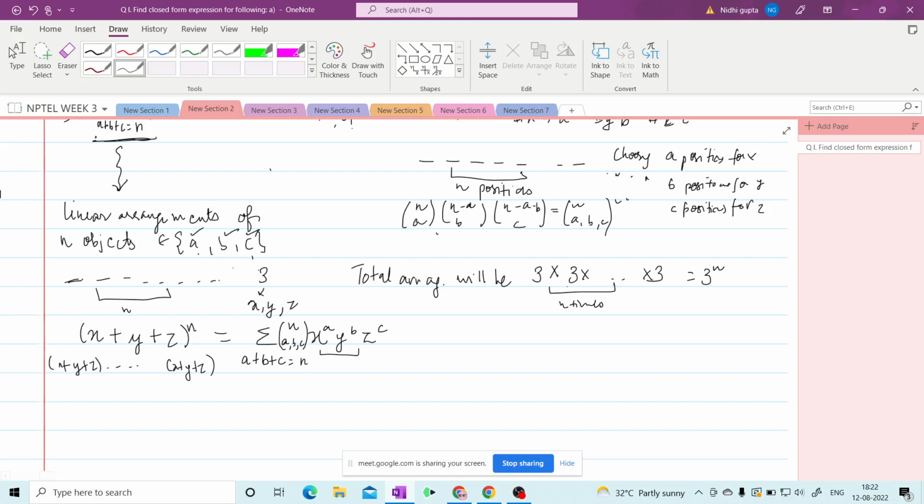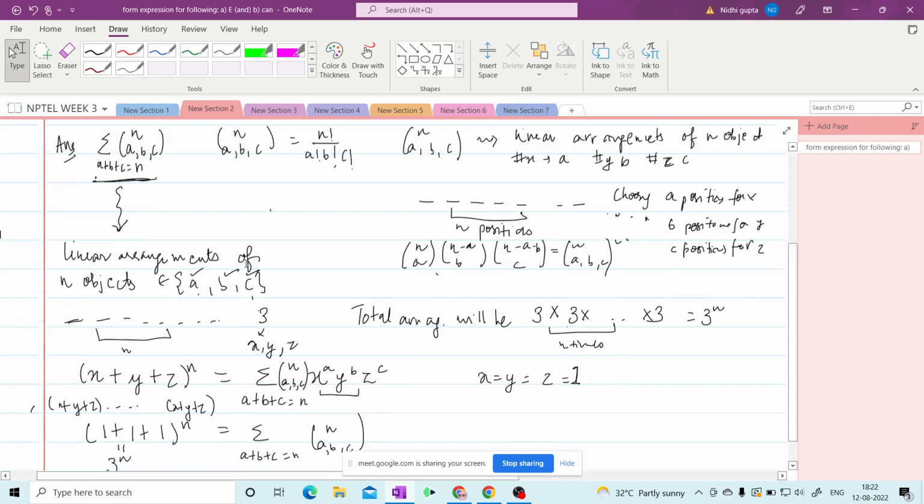And now the computation that we want is when x equals y equals z equals 1. So if we do this in this formula, this will be just 1 plus 1 plus 1 whole raised to n, which comes out to be the sum over a plus b plus c equal to n of n choose a, b, c. So from this method also we are getting 3 raised to the power n. So the closed form expression for this is 3 raised to the power n.